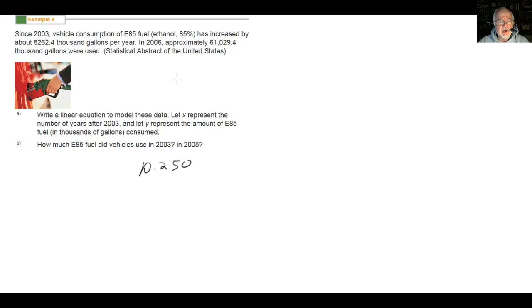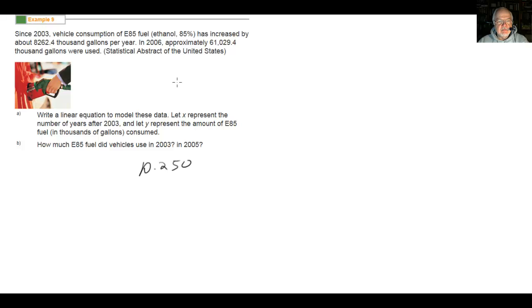Alright, so we actually have 2 problems. The first problem is A, and it says write a linear equation to model these data. Let x, okay, they're going to give you what the variables mean. Let x represent the number of years after 2003. Let y represent the amount of E85 fuel in thousands of gallons consumed. So x is going to be our independent variable, right? Because the year is the year, doesn't affect much anything, it's just the year. Y is going to depend on what year it is.